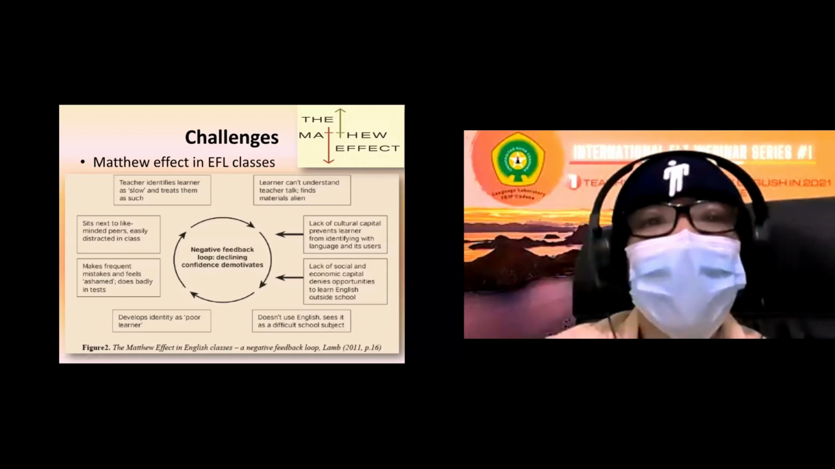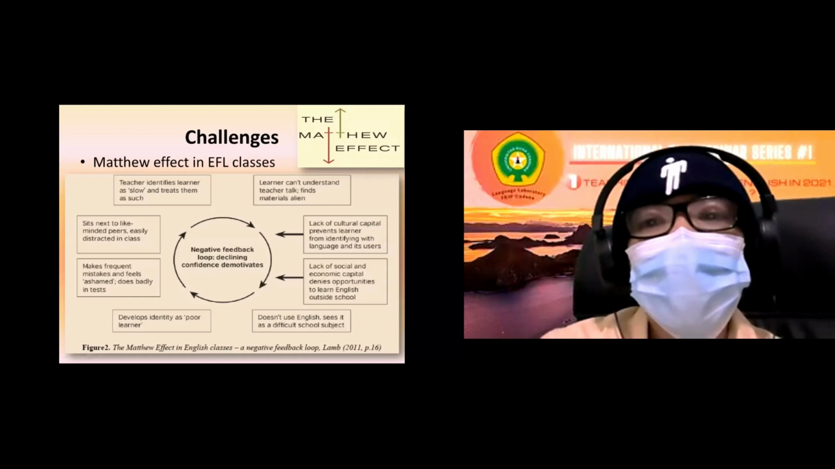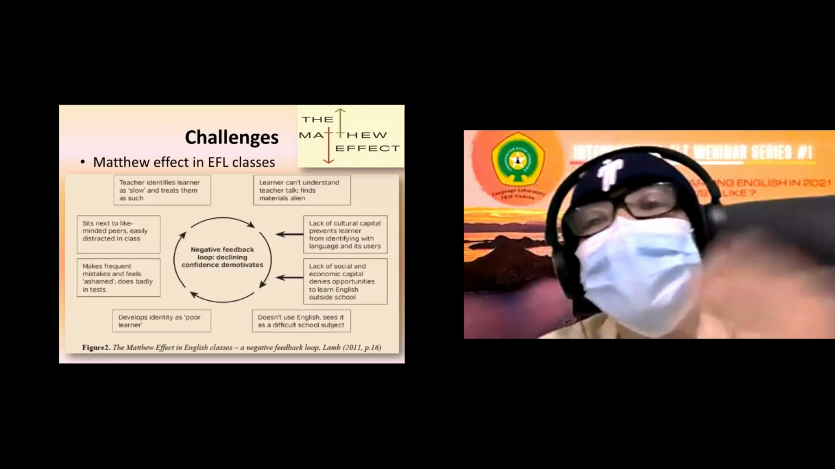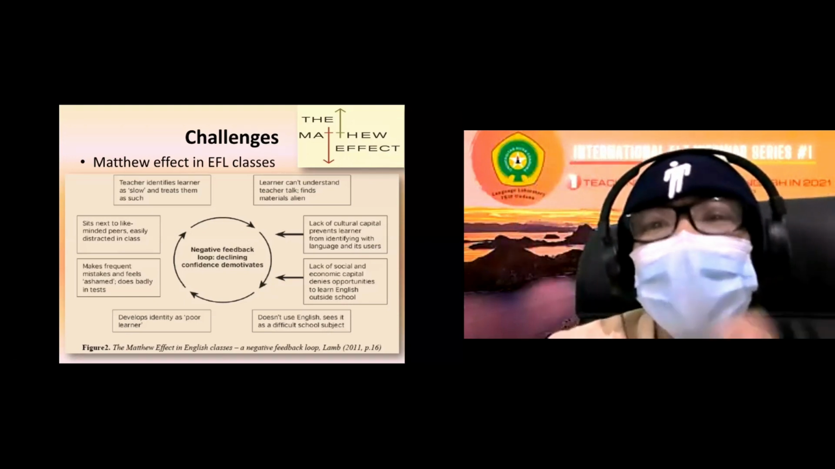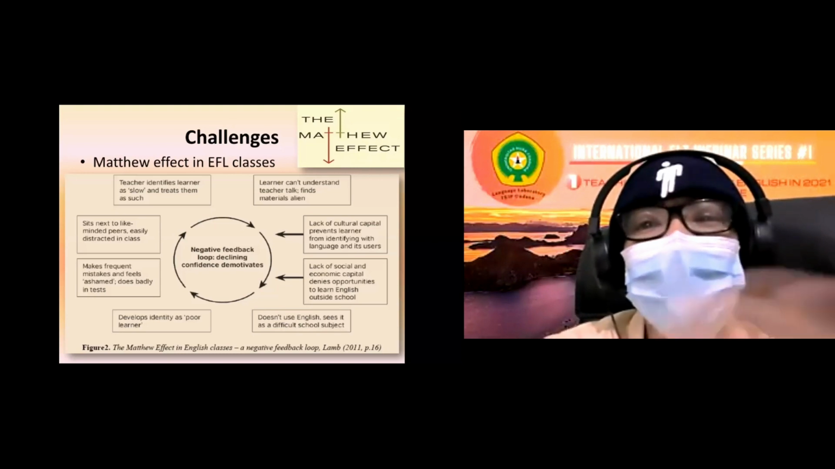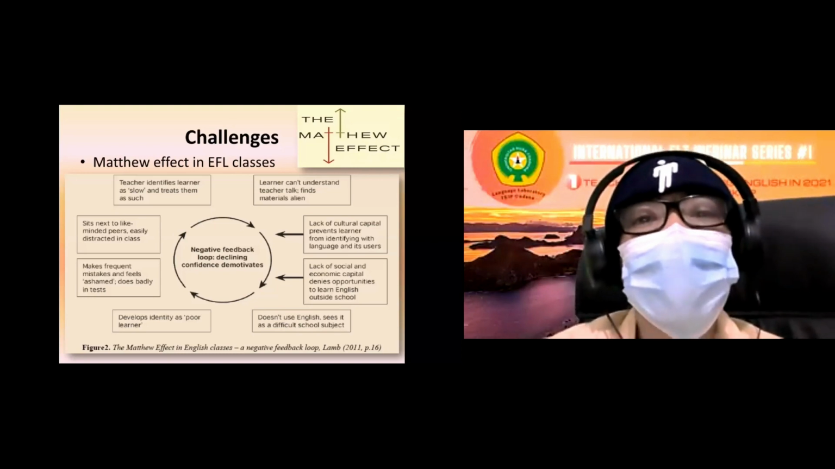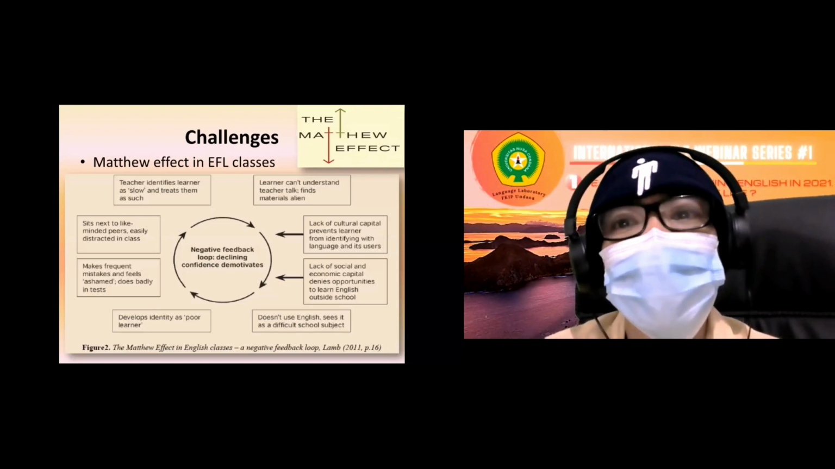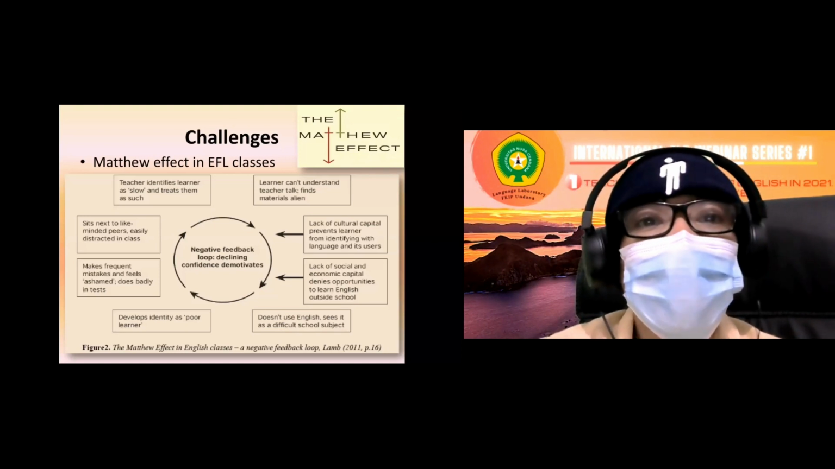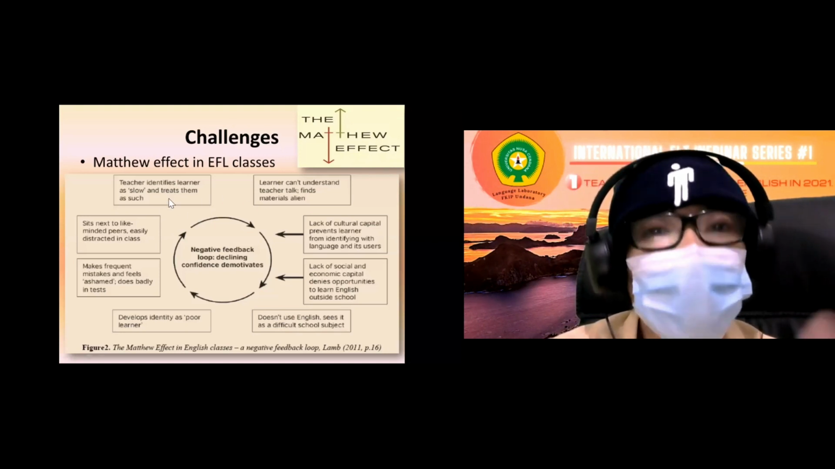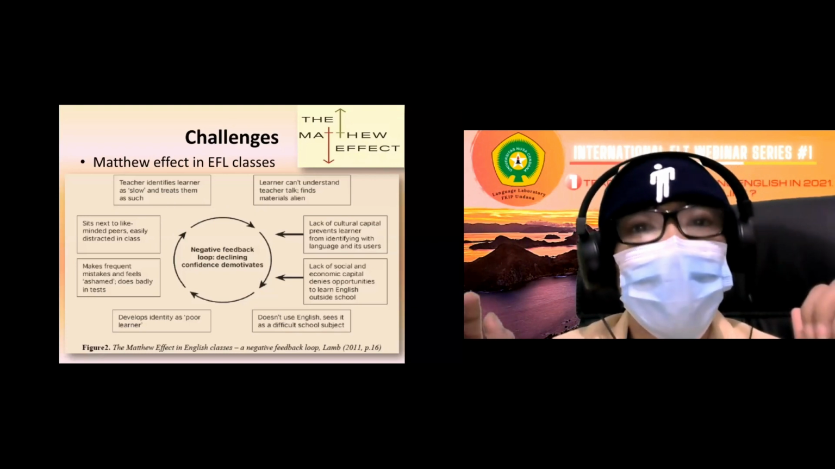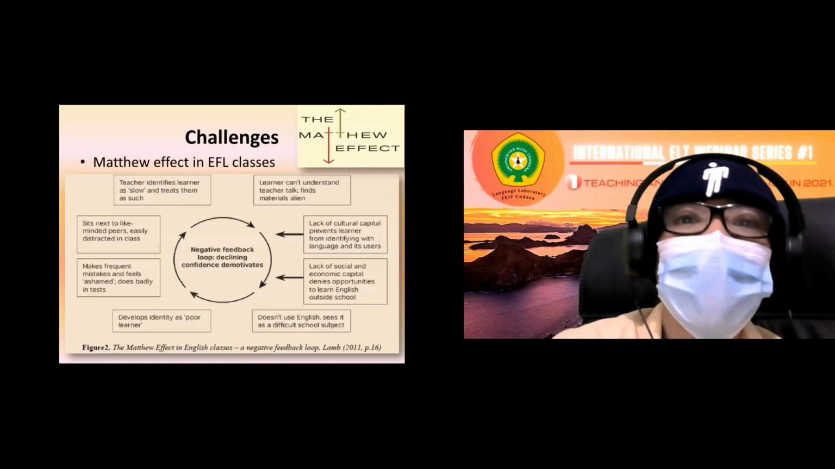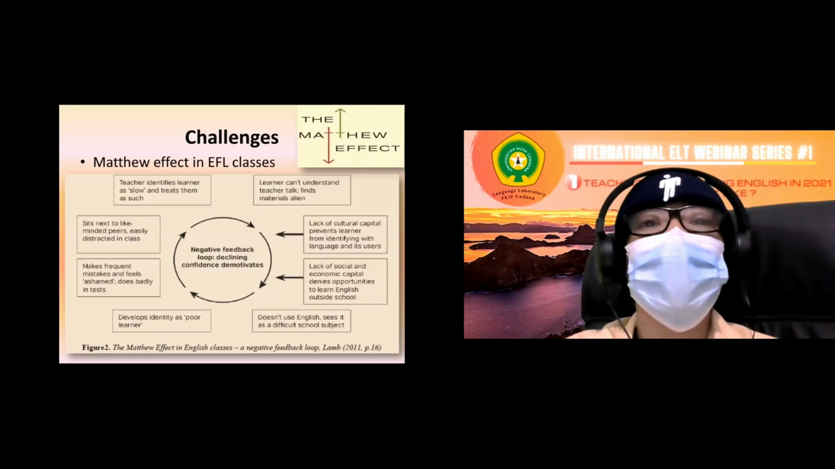Now, if we can see here, we'll go anti-clockwise. Starting from the learner cannot understand the teacher's talk. If they can't understand whatever their teachers are saying, then they will find the materials alien. And then the teacher identifies those learners as slow. And teachers will treat them as such, because teachers think, okay, these are slow students, and well, the treatment will be like that.